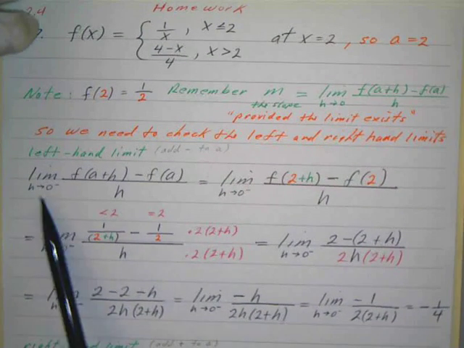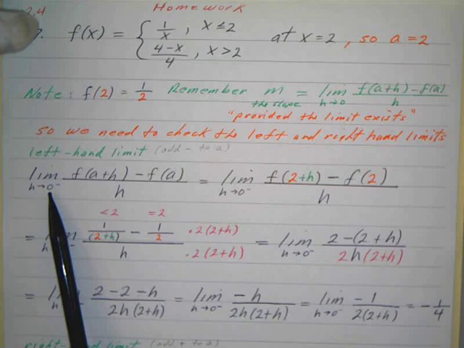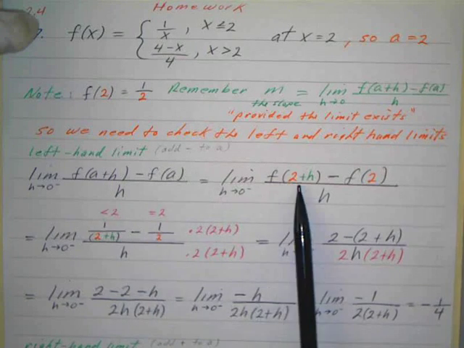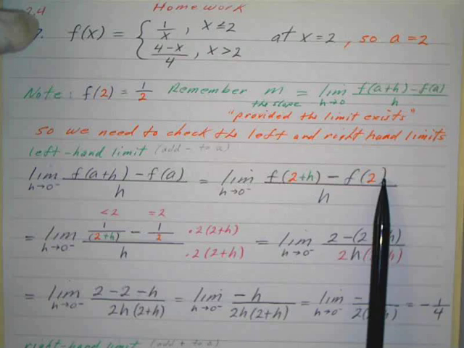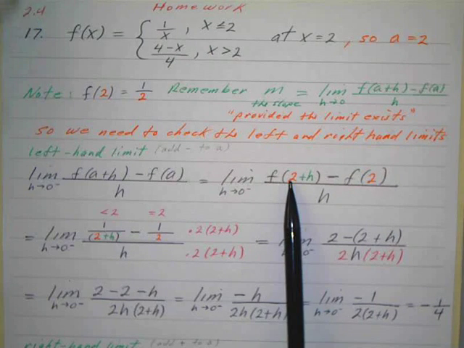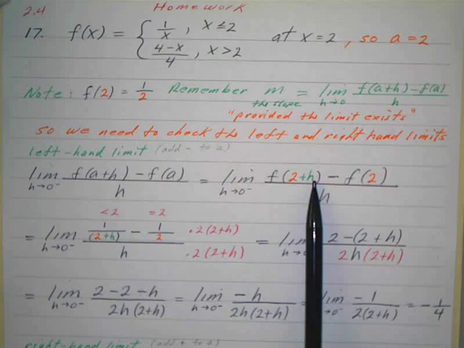Okay? So first of all, we check the left-hand limit. The limit as h approaches 0 from the left. And that's going to be this formula, f of a plus h minus f of a over h. And then we substitute the 2 in, f of 2 plus h, minus f of 2. So this is going to be a little more complicated. 0 was easy in number 15, but this one's going to be a little more challenging because we're going to have to put that in.